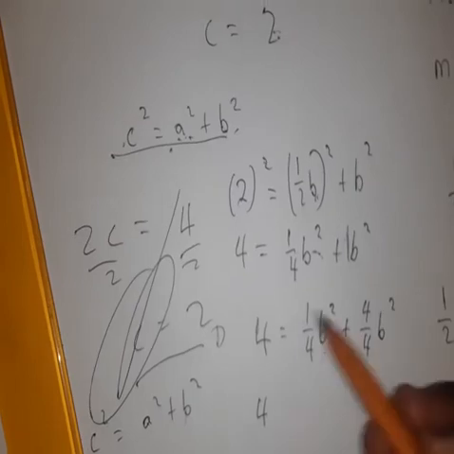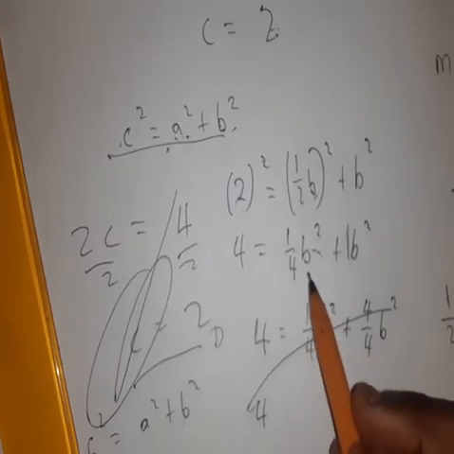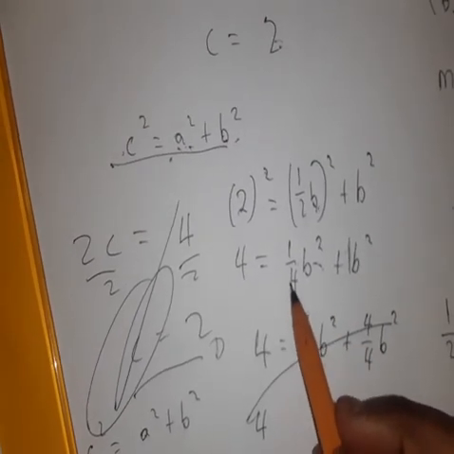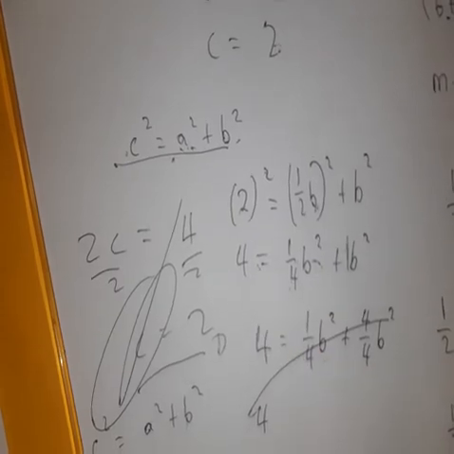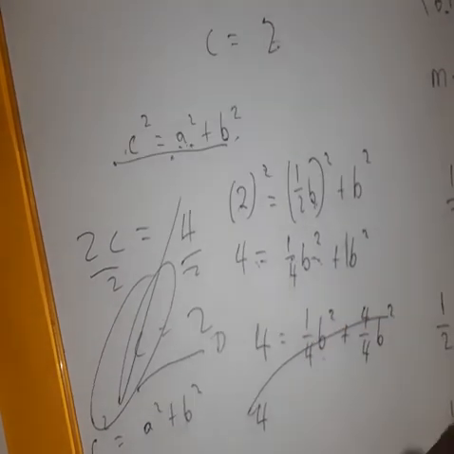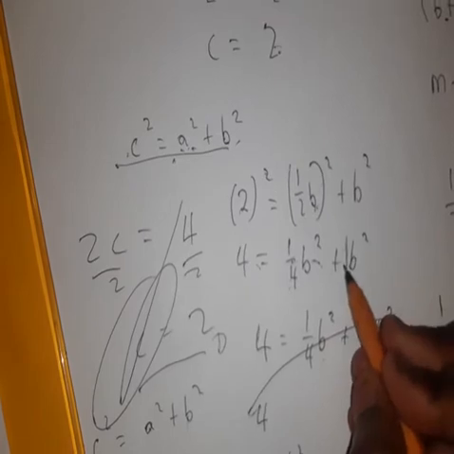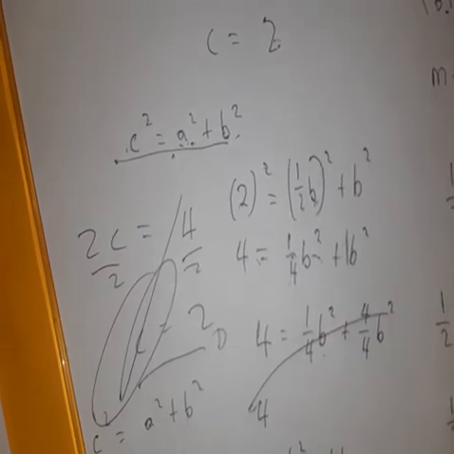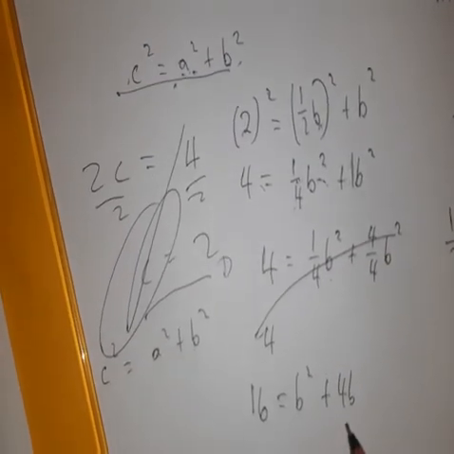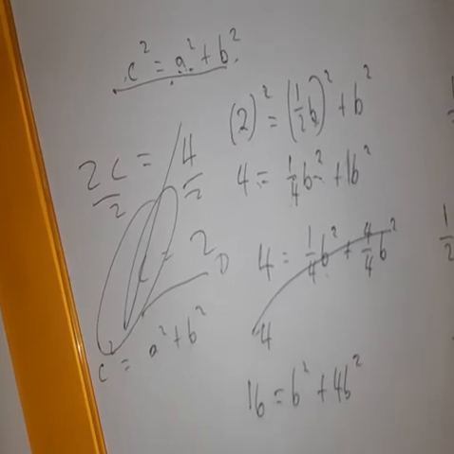But I can also use the LCD here. The 4 is just the denominator. I'm going to multiply by 4 there, it's 16. Multiply by 4 here, it's going to be b squared. Multiply by 4 here, it's going to be plus 4b squared. So it's the same thing. So now I'm going to solve then. It's still b squared here.